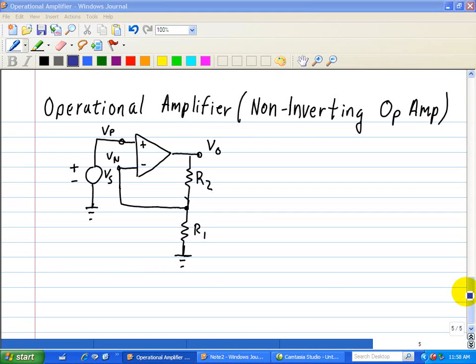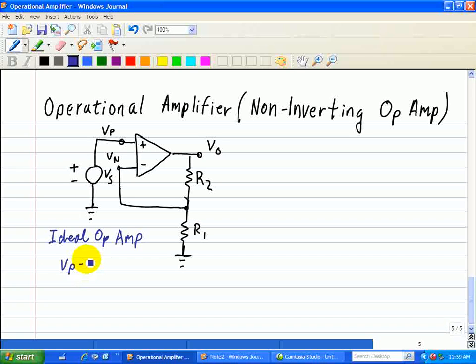Okay, let's analyze the following operational circuit called the non-inverting op-amp, in which we have an input Vs connected to Vp. Now we note our ideal characteristics as a reminder. Let me write that down. Ideal op-amp. So here's our ideal op-amp, in which we have Vp is equal to Vn, Ip equals In equals 0.